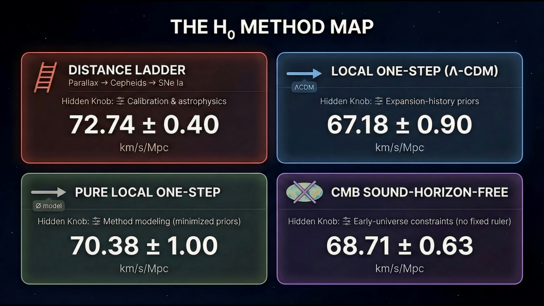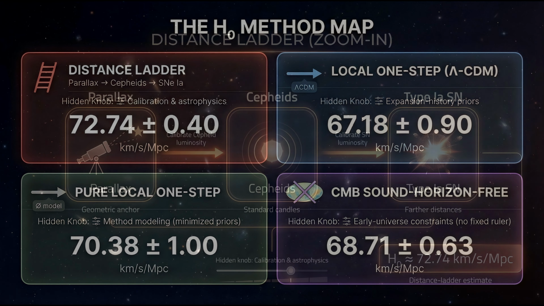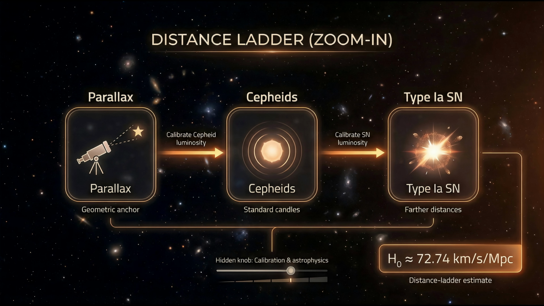Now, we're going to build these families one by one. And as we do, keep using the refrain. Which family? Which knob? Is it independent? Because that's the whole game. It's family 1, the distance ladder.